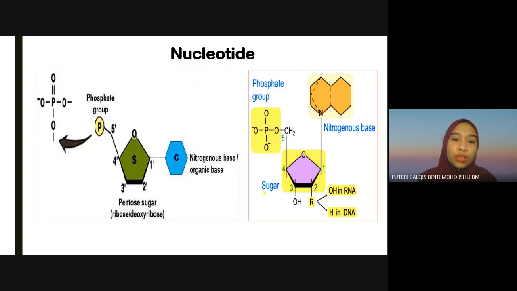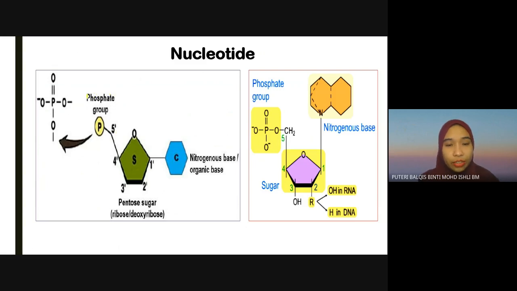So nucleotide, this is the structure of nucleotide. Maybe the question will ask you to draw nucleotide. Okay, the question won't ask you how to draw DNA. Tak pernah lah, bukan tak pernah, pernah lah sekali, tapi a long time ago. Dia tanya soalan draw the structure of DNA. Okay.